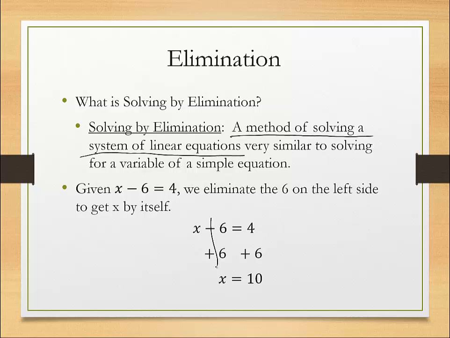The same goes for eliminating variables with a system of equations. We need either the x's or the y's to have the same number but opposite signs, so that when we add down, the variables will cancel.